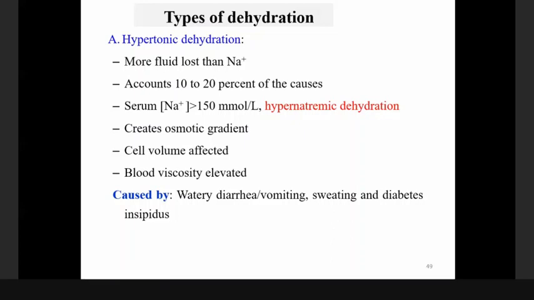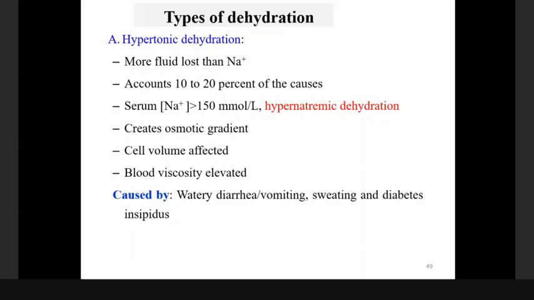Because we have said that the normal amount of sodium in your blood ranges from 135 to 145 millimole per liter. That is the normal value. So if it is greater than 145 millimole per liter, it's called hypernatremia. Hyper is excess, natrium is sodium. So another name of hypertonic dehydration is hypernatremic dehydration. You should know the reason why hypertonic dehydration is also called hypernatremic dehydration.